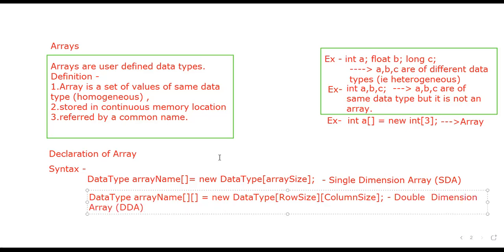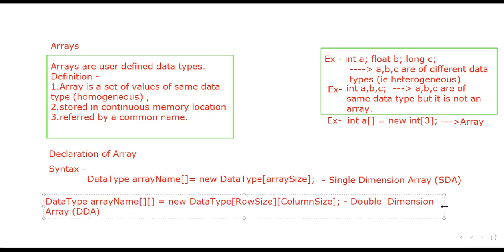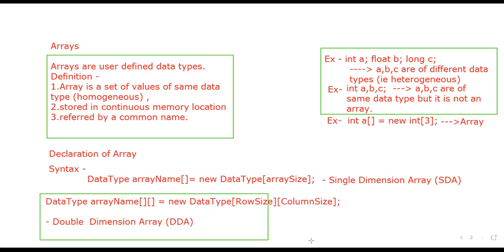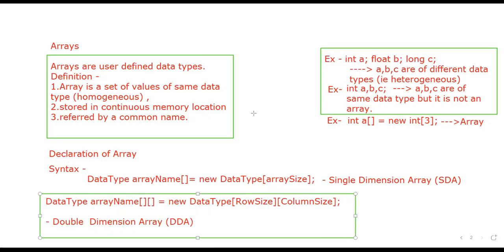Just one second, because it is not fitting into one line, so I want to make it fit in one line. It doesn't matter, I'll write it like this. So this is a double dimension array, also known as DDA. Now this is for a double dimension array and this is for a single dimension array.